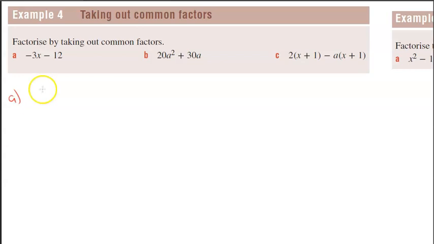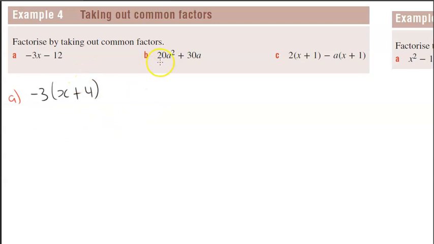Okay, factorize by taking out common factors. Common factor between -3x and -12. I want to make sure that the x remains positive. So my common factor is -3. So -3 gets taken out, and what we'll be left with is x plus 4. How many -3's go into -12? A negative divided by negative gives me a positive, and 3 into 12 is 4 times. So this right here is your final solution.